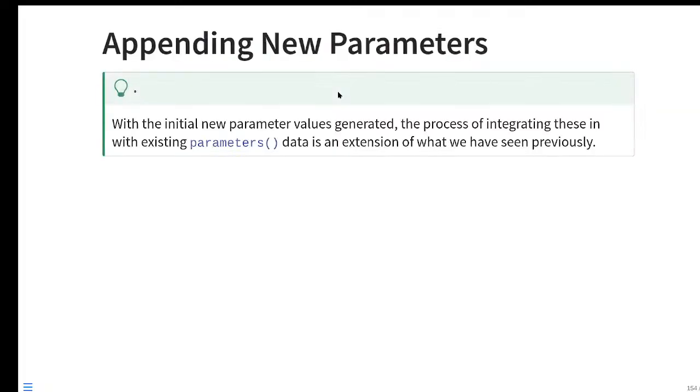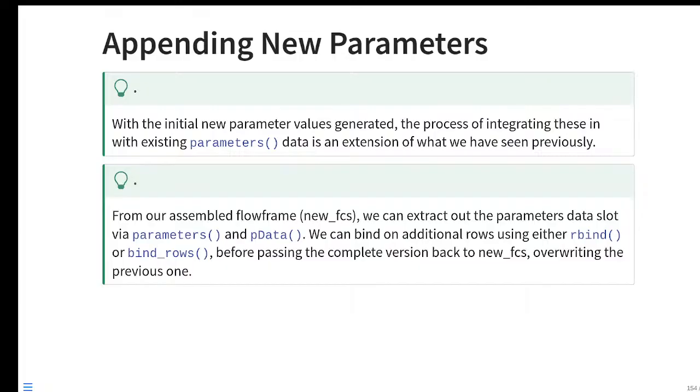So at that point, we can go ahead and safely combine in the new parameter values onto the old existing data to make sure everybody's accounted for within that parameter slot. So at that point, we could use either our bind or bind rows, depending on what we're trying to do, and then that would be able to be added back in, overwriting the previous one, and making it able to account for the additional columns that are present within Xpers.